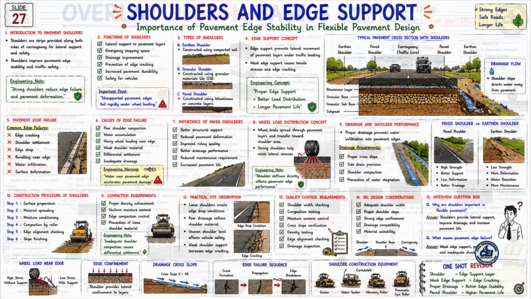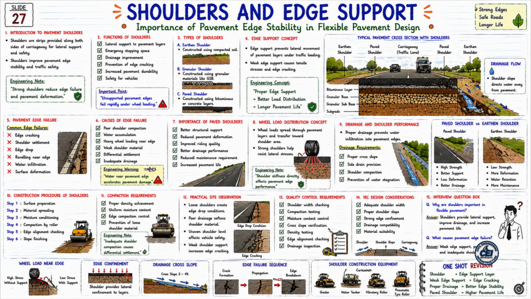Slide 27. Shoulders and edge support. So friends, till now we have understood overlay design and pavement strengthening concepts. But now we will understand a very important practical concept of flexible pavement. And that is shoulder and edge support. Because sometimes pavement failure does not happen in the middle of the road. Rather it starts from the edges. And weak shoulder support increases pavement cracking very rapidly. So let us understand the entire slide step by step.